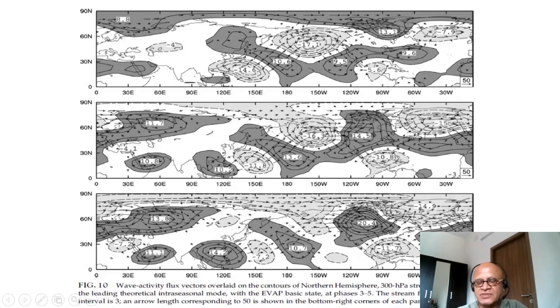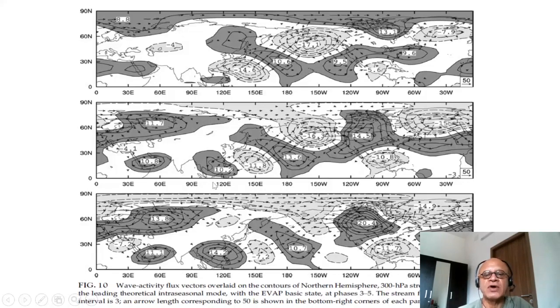In terms of the distribution of heating, the stream function contour interval is 3. The arrow length corresponding to 50 is shown here in each panel. So these are intuitively not so obvious maybe, but they are wave activity flux vectors which show you the relation between, for example, this is the 3, 4, 5 phase of the Rossby wave, and you can see the meridional reach of this pattern, and then back into the tropics. You can see the perturbations all the way to these polar latitudes.